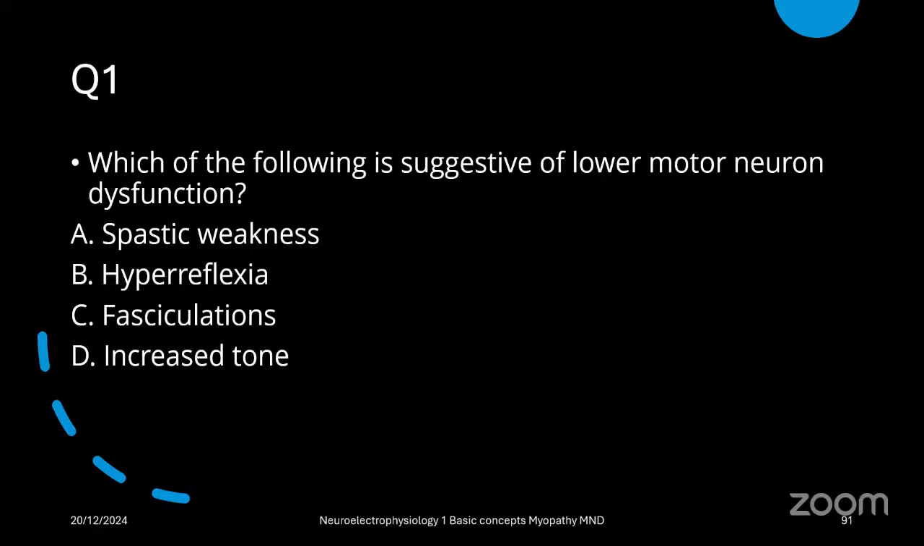So let us see the questions. Which of the following is suggestive of a lower motor neuron dysfunction? C. Spastic weakness, hyperreflexia, and fasciculating increase. Okay, agreed. That's a simple question, but we'll have some complicated questions also.